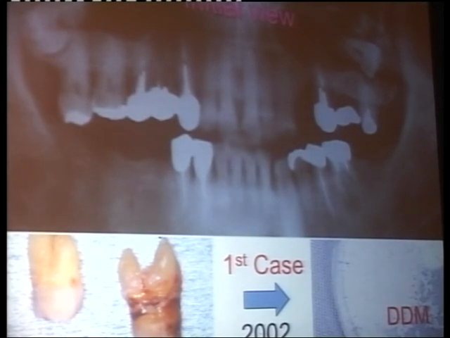More than 10 years ago, 2002, a 45-year-old male patient visited our university. He revealed malocclusion. There are non-functional teeth and the bridge was broken. And you can see a dentigerous cyst. He desired implant reconstruction.